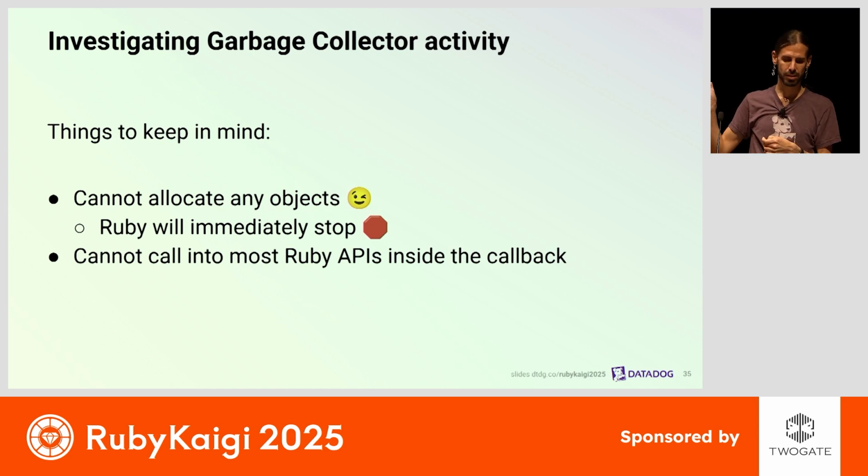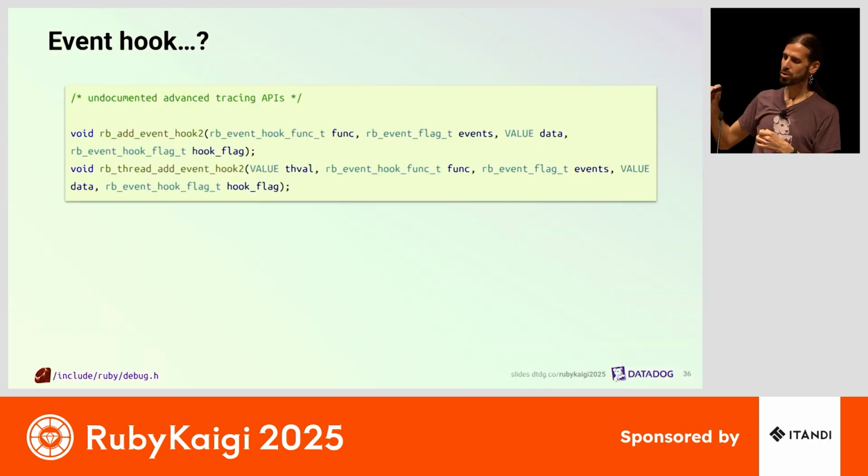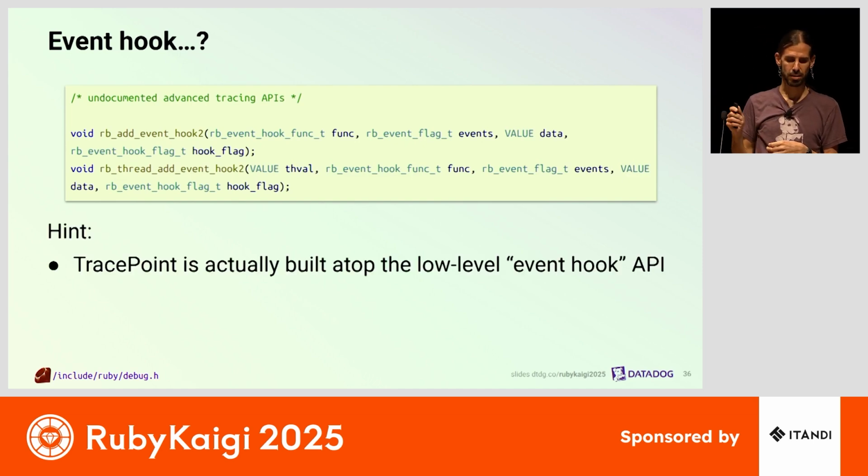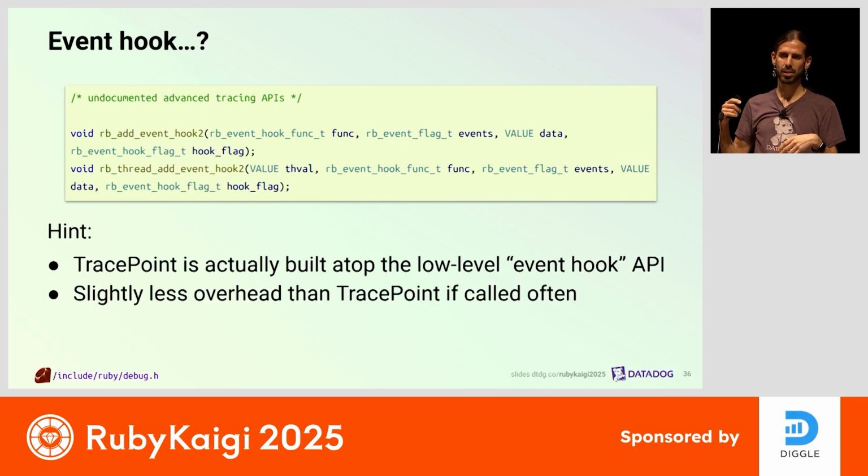Okay, before we talk about the other APIs, I will suggest that if you're doing things around trace point and performance, you might want to look at the bottom of debug.h where this event hook thing comes. Because, hint, hint, the trace point in Ruby is actually built atop the low-level event hook API. And if you're trying to build a trace point that gets executed very often and you want to make it go faster, this one has slightly less overhead, or at least can be made to have slightly less overhead. So you might want to take a look at these undocumented advanced tracing APIs if it's something that you're interested in.